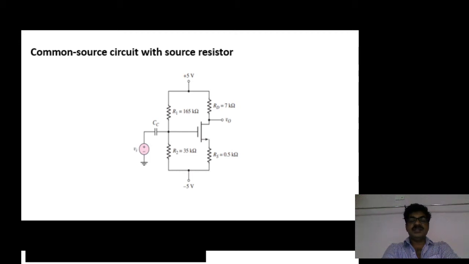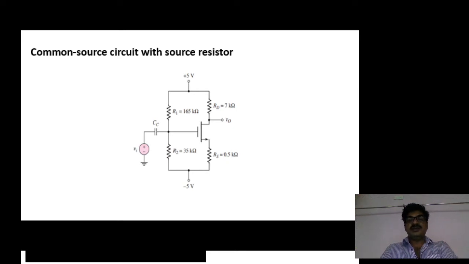So, from the previous lecture, we analyzed the common source amplifier without source resistor. Now, in this class, let us see the same common source amplifier but including the source resistor. This is almost similar to the common emitter amplifier with the emitter resistor. So with the inclusion of the emitter resistor, what is the advantage? The input impedance is increased very high. Similarly, here also, let us see the analysis.